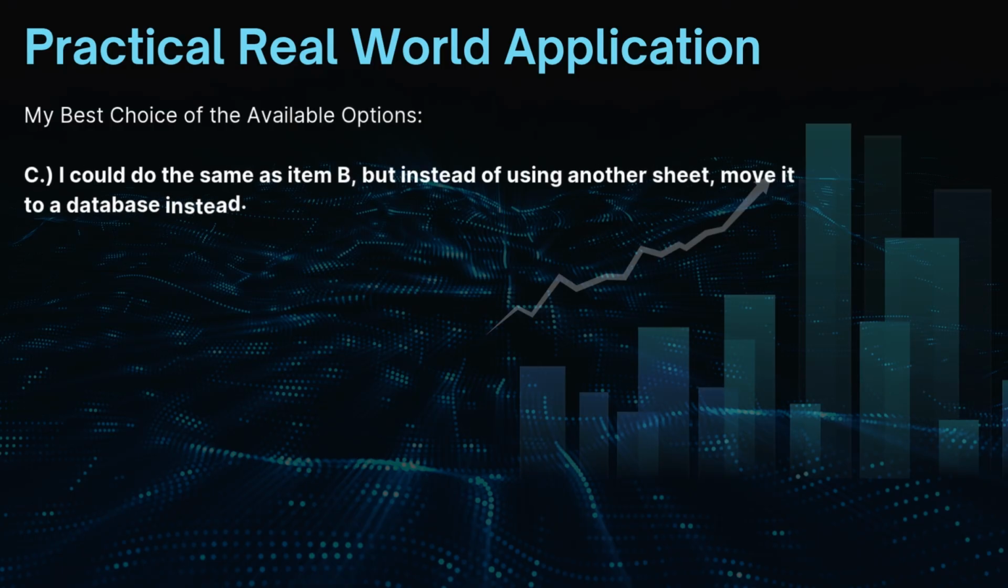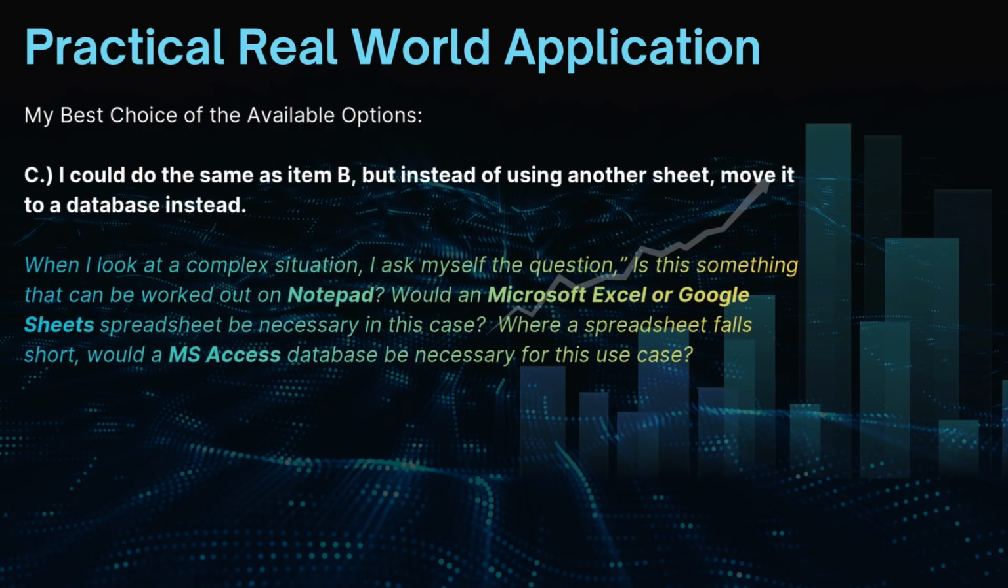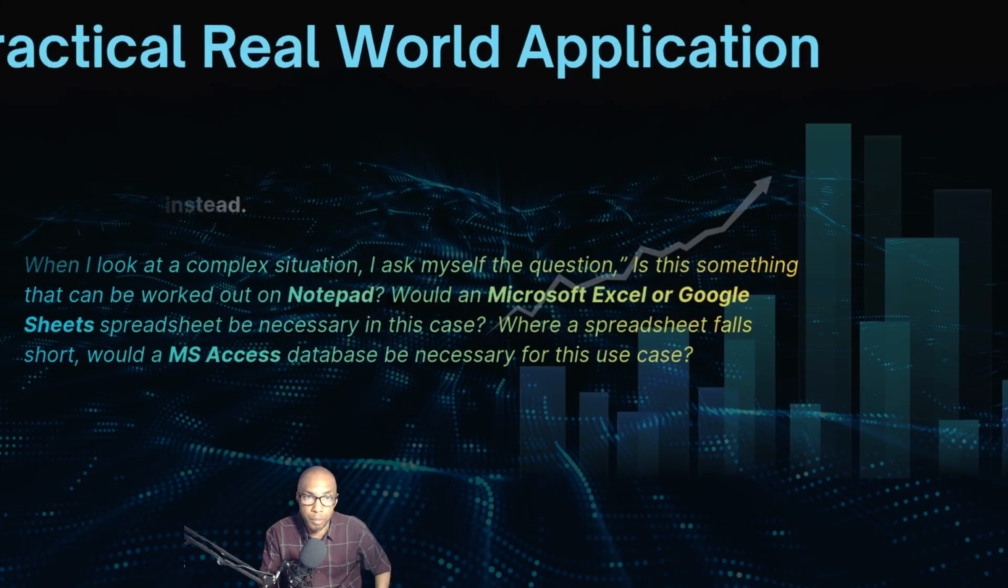So my best choice of the available options were this. I could do the same as item B, but instead of using another sheet, I move it to a database instead. And here's why. When I look at a complex situation, I ask myself this question: is it something that can be worked out on Notepad? And if not Notepad, would a Microsoft Excel or Google Sheet spreadsheet be necessary in this case? Where a spreadsheet falls short, would a Microsoft Access database be necessary for this use case? And point out, even when I wasn't actively using the Microsoft package, I still held on to the subscription because I used it lightly and it was a part of my life.